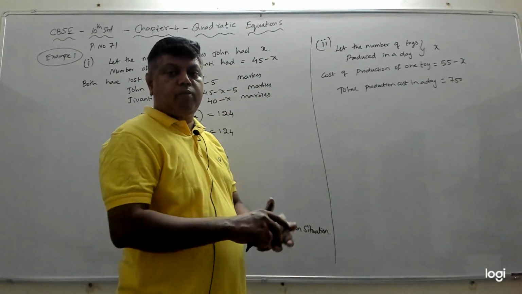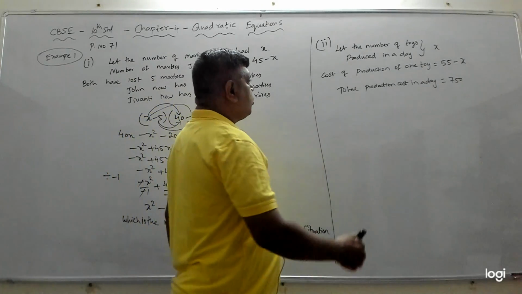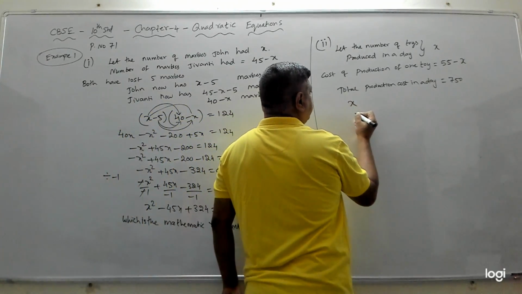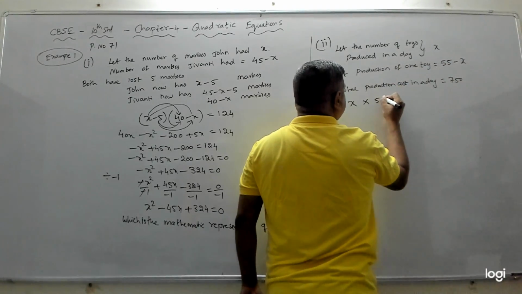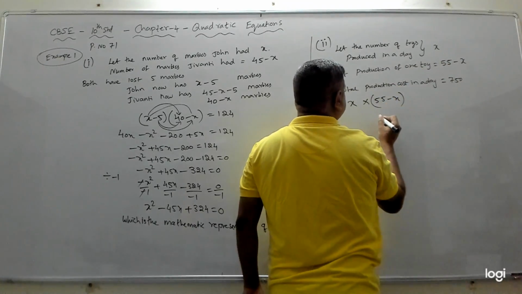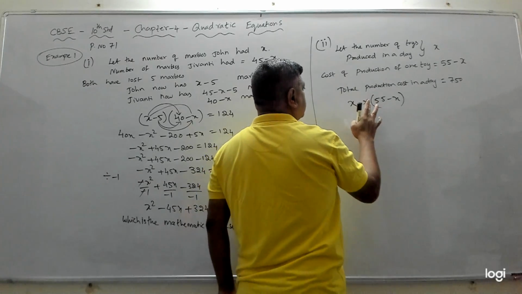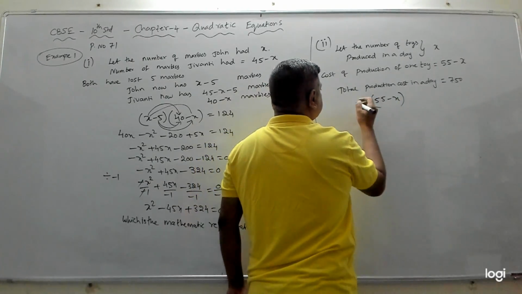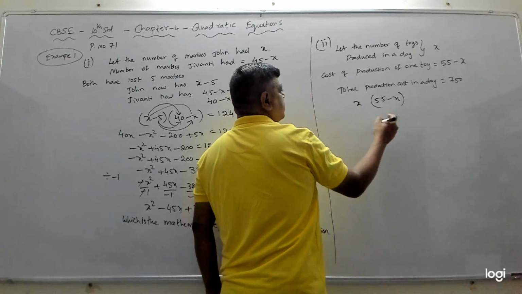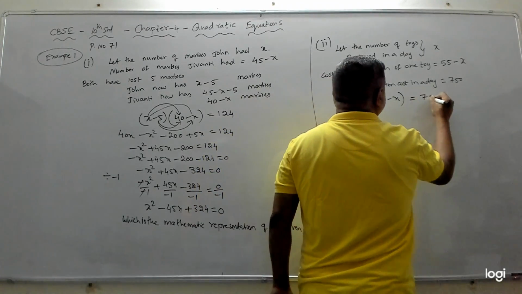What is the total cost of production of X toys? That will be equal to the number of toys, that is X, into the cost of production of one toy, which is 55 minus X. And you have to put that in the bracket. Right? This is into multiplication. X into 55 minus X, or we can just write it as X into this. That is equal to 750.